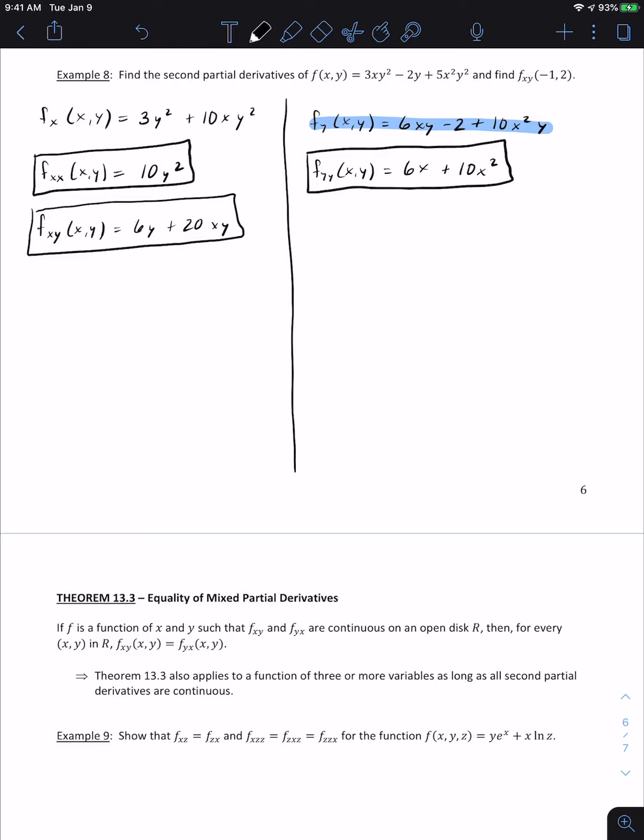And now the other thing I could do is go to my partial derivative with respect to y, and this time differentiate with respect to x. So I'll go back to my blue equation there, and I differentiate with respect to x. If I did that, I would get 6y, the derivative of minus 2 is 0, plus, differentiating with respect to x, 20xy.